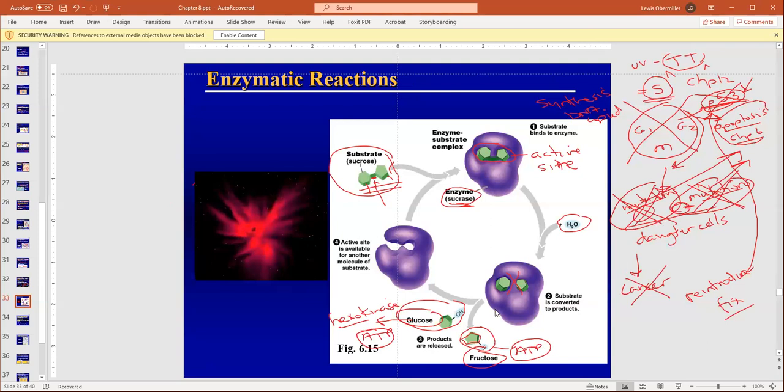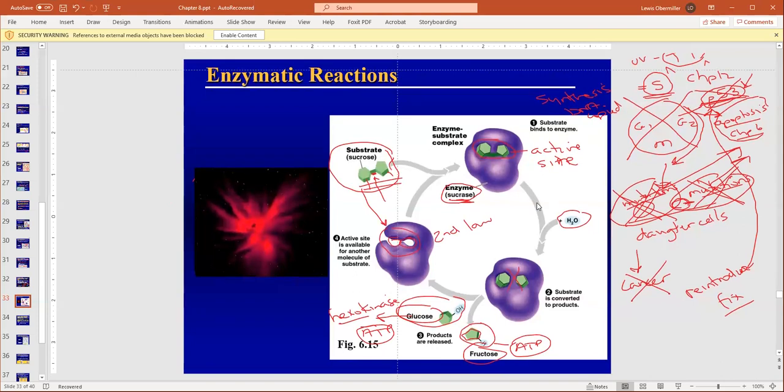And then once it's released, the enzyme can react with a new sucrose. So if the enzyme isn't used up, it just keeps going. Eventually, though, the second law of thermodynamics will make this wear out, and it won't have its right shape anymore, and then you have to make a new enzyme. So it doesn't last forever.